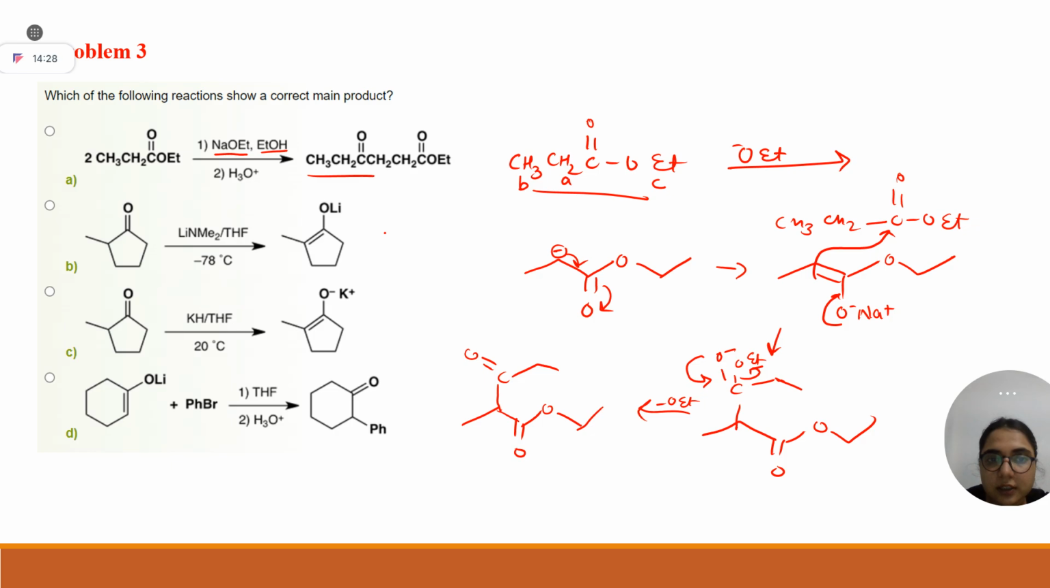Is this product similar to this? Let's see. CH3CH2CO, then CH2. But here CH3 is there. CO2Et. So is option number A correct or not?